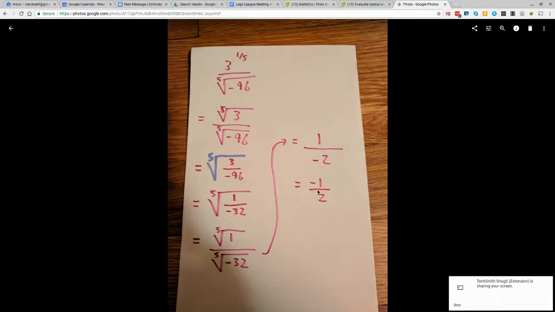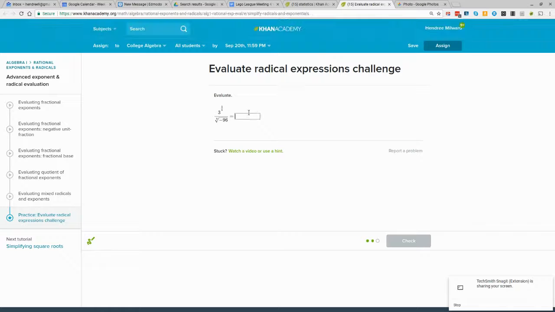And then the last thing I would do always is just float the negative up into the numerator because that's a good style for fractions. Okay, so we got an answer of negative 1 divided by 2.